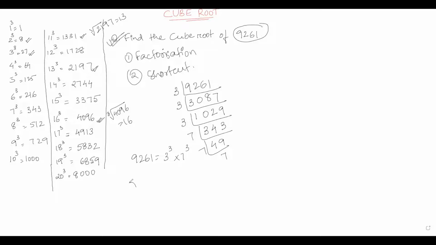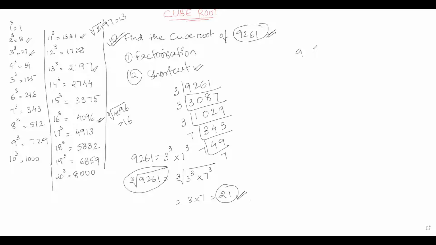So now when we take the cube root of this number, this would be simply the cube root of 3 cube times 7 cube, which is nothing but 3 times 7, which is 21. So that means the cube root of the number 9261 is nothing but 21. Okay, so now let us try to find the cube root of this number 9261 using the shortcut method.